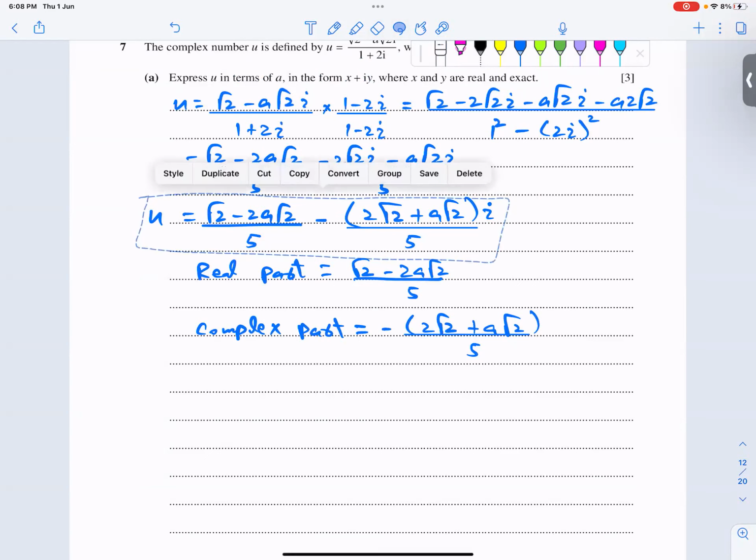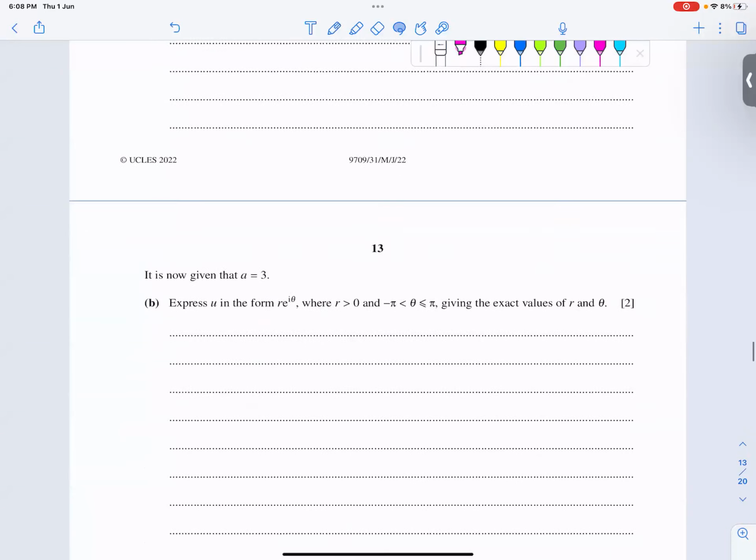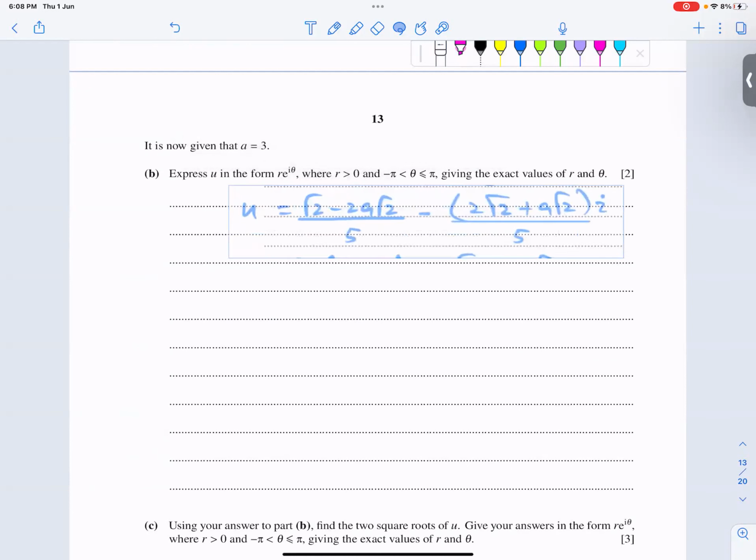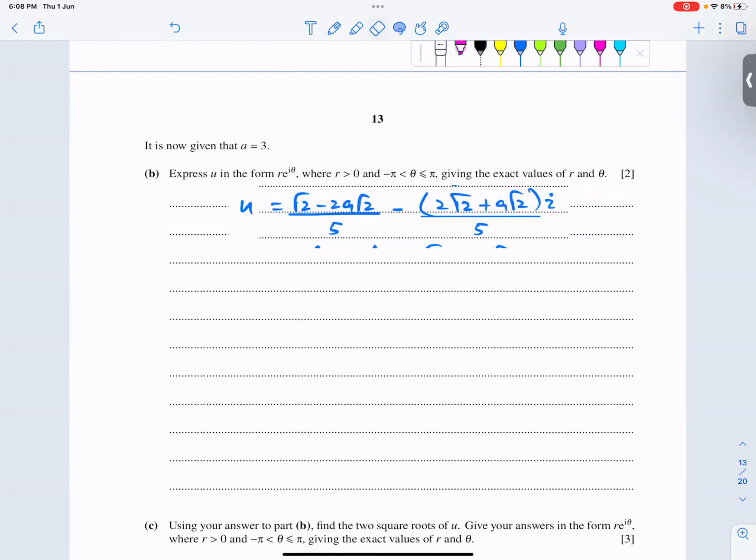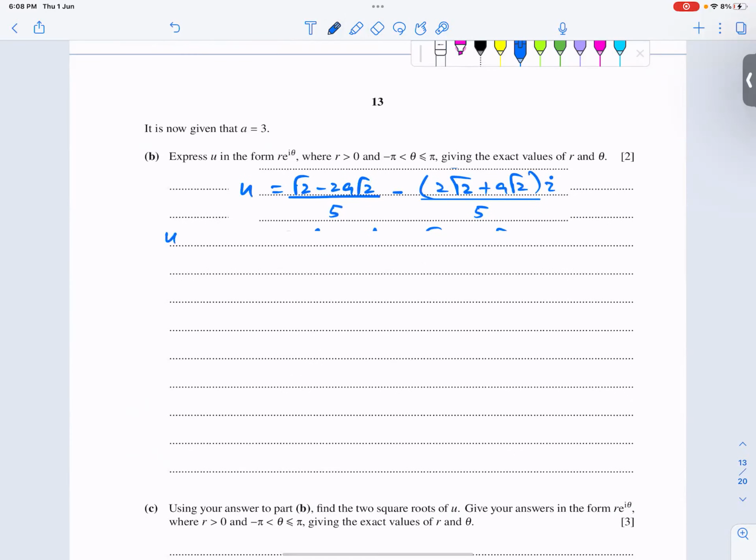For this, we will just copy it. Now a is 3, so just put a is equal to 3. We will use mental math because the numbers are simple. So this will be square root 2 minus 6 square root 2. The final answer will be minus 5 square root 2 divided by 5.